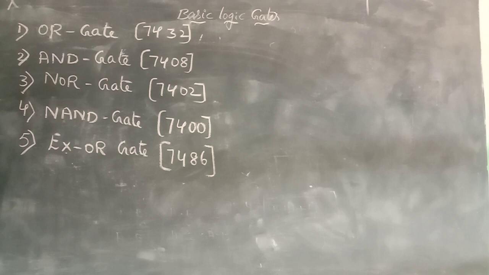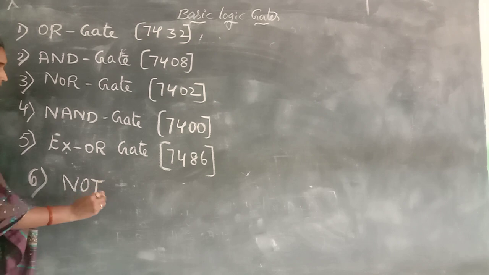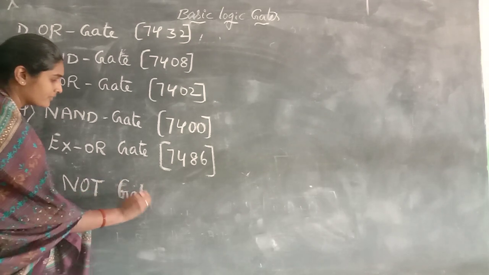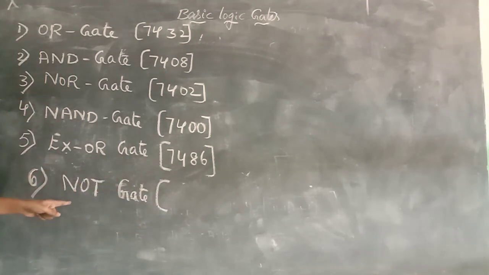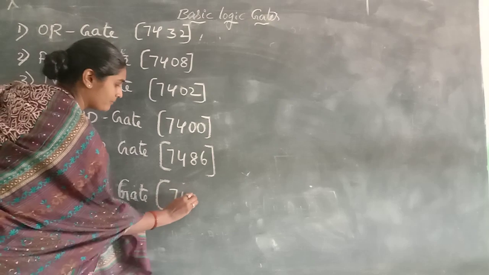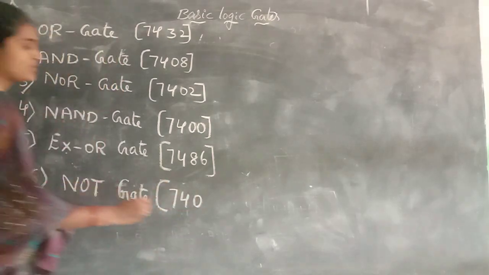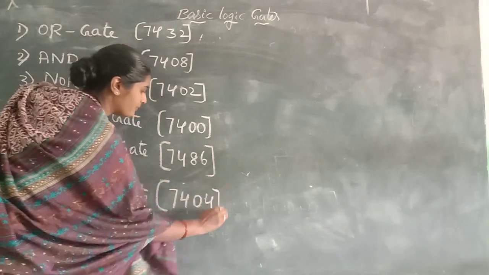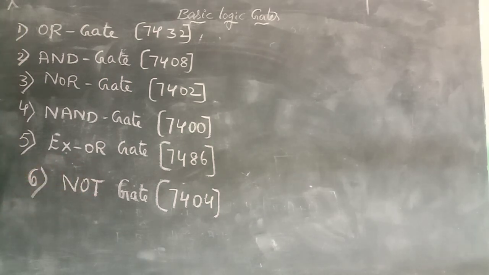And one more logic gate is there. It consists of only a single input and single output. That is the NOT gate. NOT gate consists of only one input and one output. NOT gate IC number is 7404.